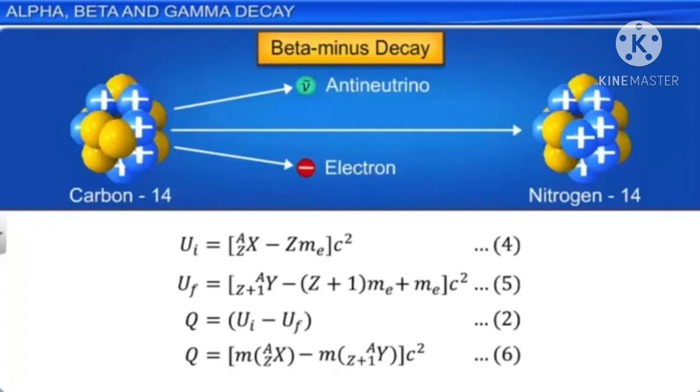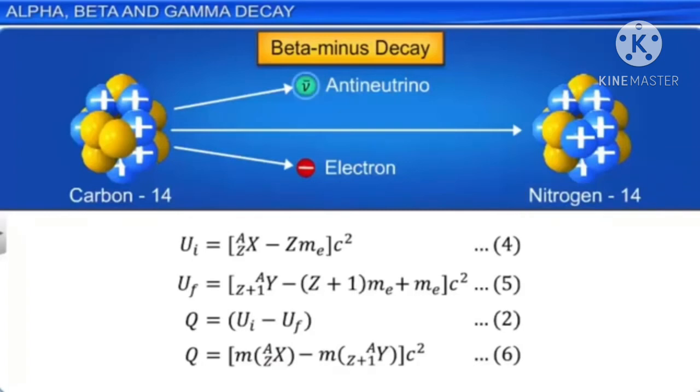Because of the large mass, the daughter nucleus formed does not share an appreciable part of the kinetic energy. Thus, the energy Q is shared by the antineutrino and the beta particle.